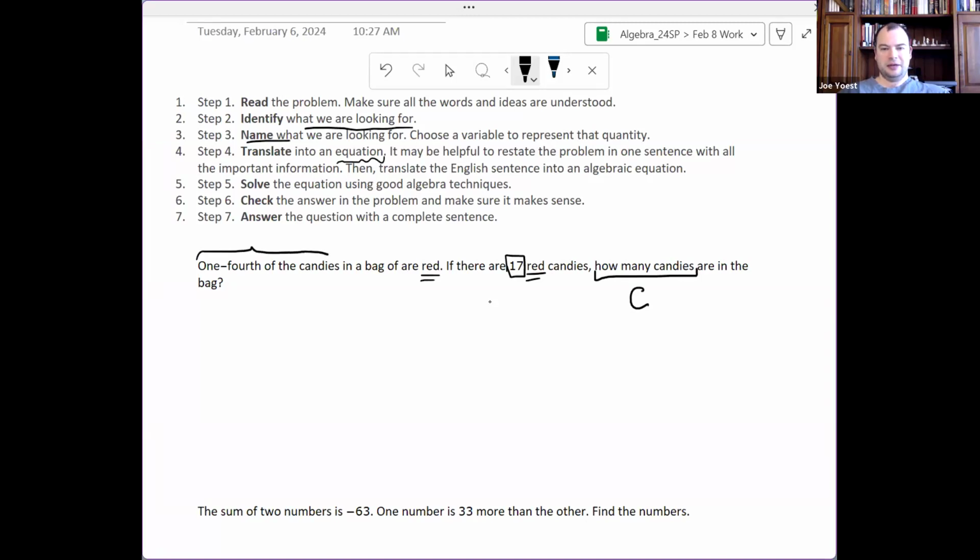Another way of saying how many red candies there are is that it's 1/4 of all the candies in the bag, or 1/4 of, or times, C. So the number of red candies is both 1/4 of the total number of candies, 1/4 C, and also 17. But these are clearly the same thing. These are just the number of red candies stated in different ways. So 1/4 C equals 17 is what I get when I translate into an equation.